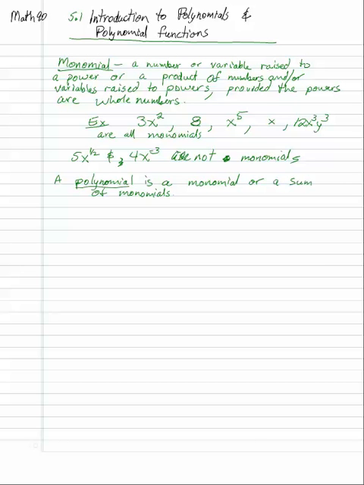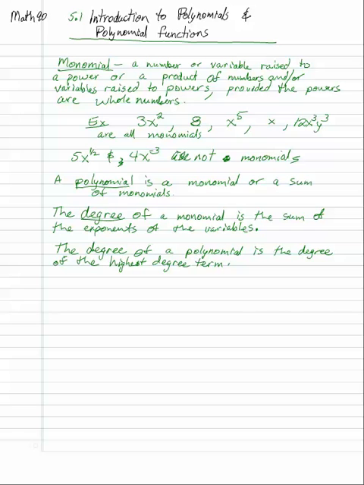A polynomial is a monomial, so it could just be one term, or a sum of monomials. So we can have 3, 4, 5 terms. When we talk about the degree, the degree of a monomial is the sum of the exponents of the variables. Now the key thing here is this is for a monomial. For a polynomial, the degree of a polynomial is the degree of the highest degree term. It's not the sum of them, it's just the highest degree term. So we'll do an example of that in a minute.